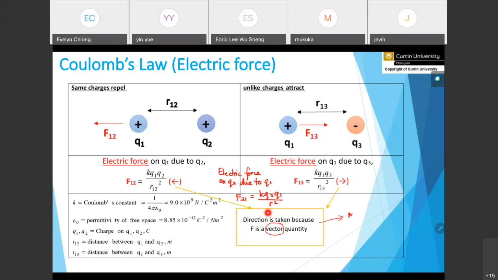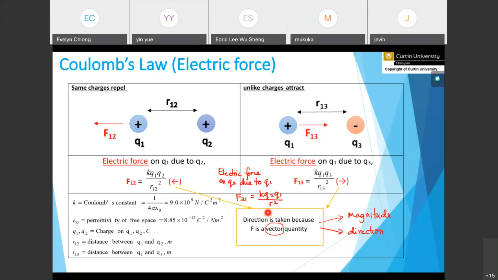Vector, then you will have magnitude as well as direction. Okay, so you see here on the same charges, what is the electric force felt by Q1 due to Q2? Because they are same charges, so they repel. Okay, so Q1 will feel that it is being pushed away by Q2. So you see Q1, the direction of the force is to the left.